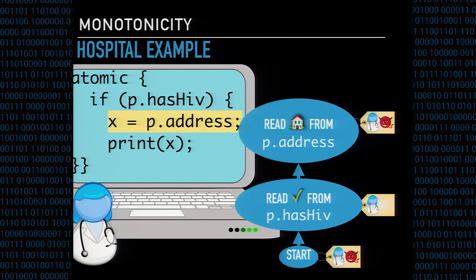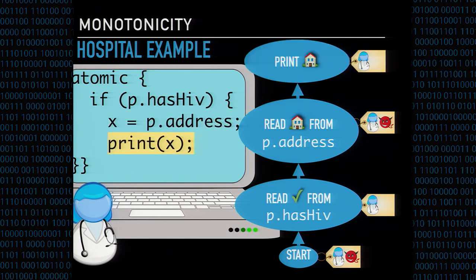Because the patient does have HIV, Patsy then reads the patient's address. Now, the address is more public. Patsy and Mallory are both permitted to know about this one. Then Patsy prints out the address. This event really only affects Patsy, and Patsy is the only principal authorized to know about it.